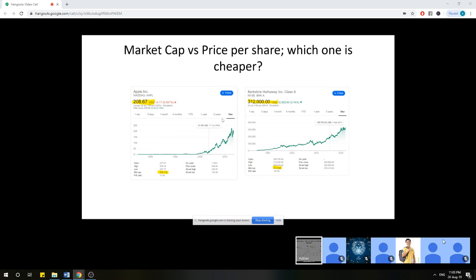Anyone? Apple is cheaper, I can buy. Why would you pay $300K USD? Anyone got 1.2 million? Hello. Can I even buy? Hey, so expensive.